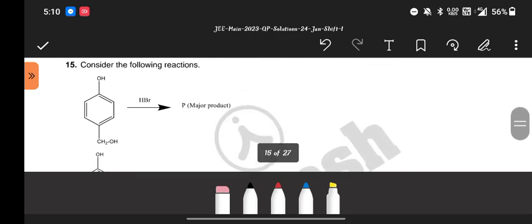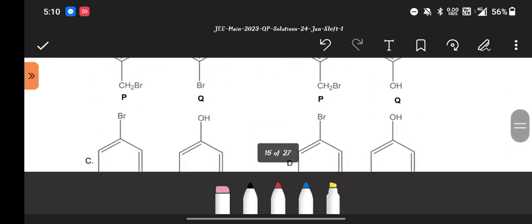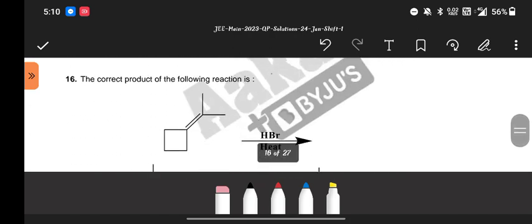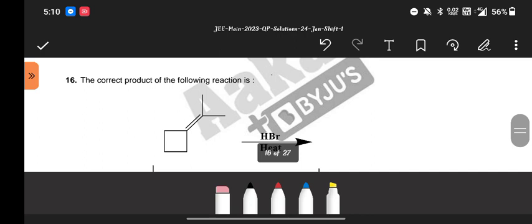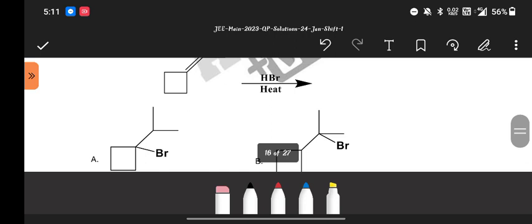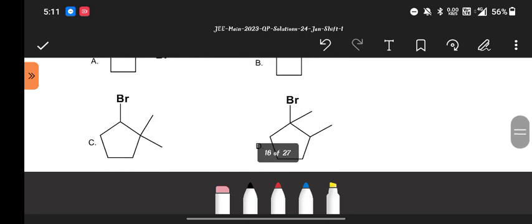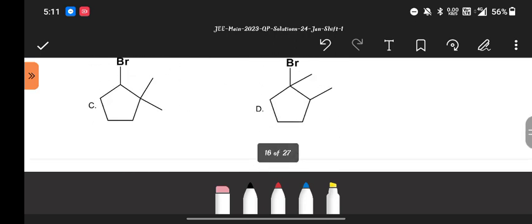Option B will be the correct answer here. Okay, moving on to our next question, the 16th. What will be the correct product of the following reaction? The options they have given are option A, option B, here is option C and option D, you can see.